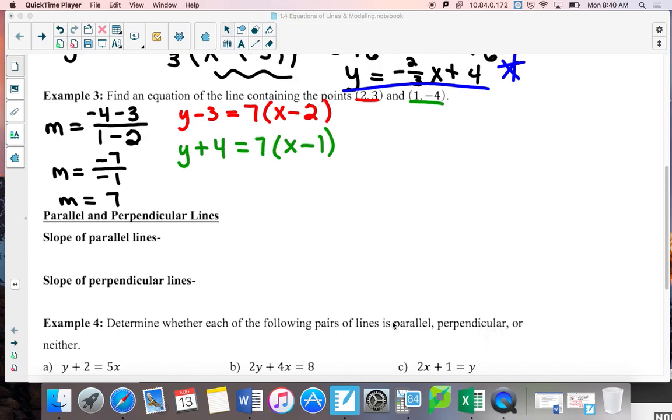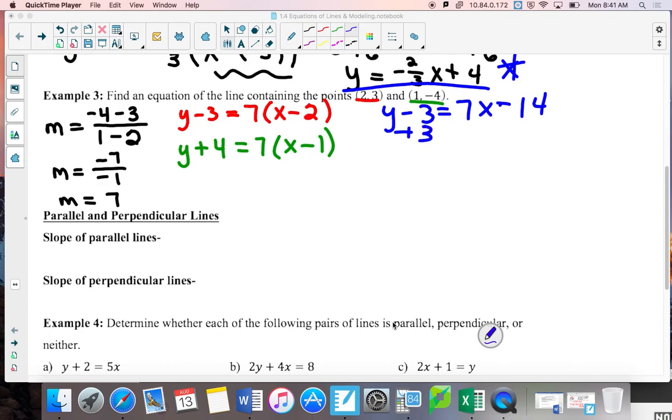Now, if you needed to get that into slope-intercept, take either one, it doesn't matter, and distribute that 7. So I'm going to go ahead and take this first one. Y minus 3 equals 7x minus 14. Then add 3. So y equals 7x minus 11. And then that would be an acceptable answer. Now, you should never be doing all of this work. I'm just showing you how you could have different answers and still receive full credit. Just make sure you read the directions on how they want you to write it.